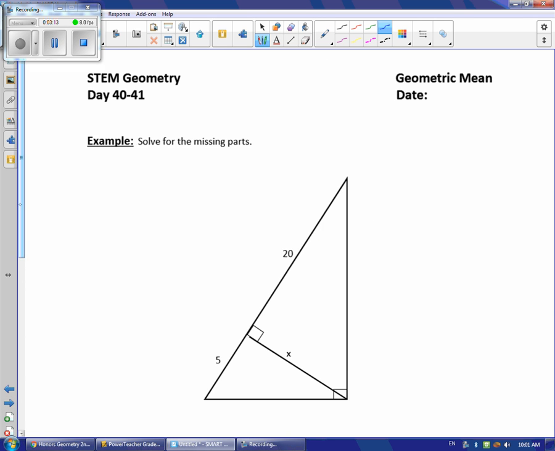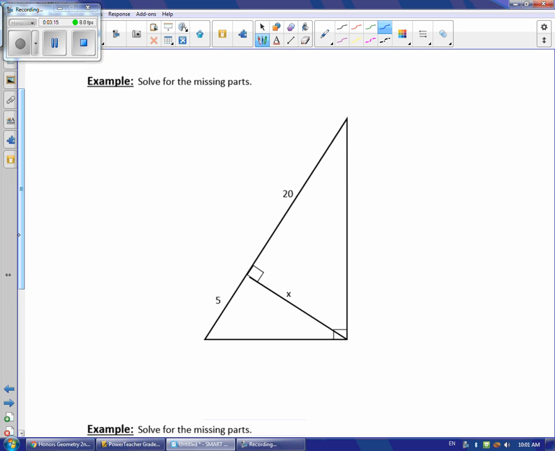All right, let's try an example. Solve for the missing parts. We know we have a right triangle. Always label your parts before you get started. So we have our altitude. I'm going to make 5 part 1 and 20 part 2, and we can set up PAP.